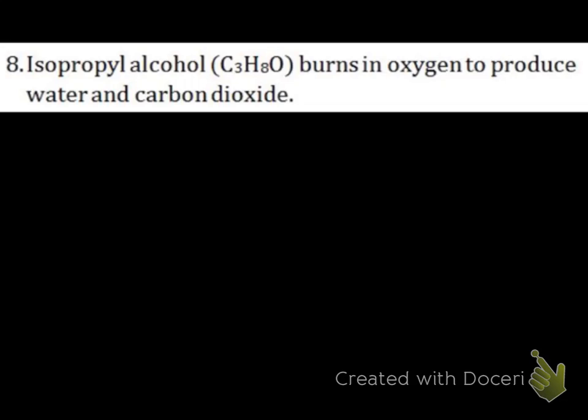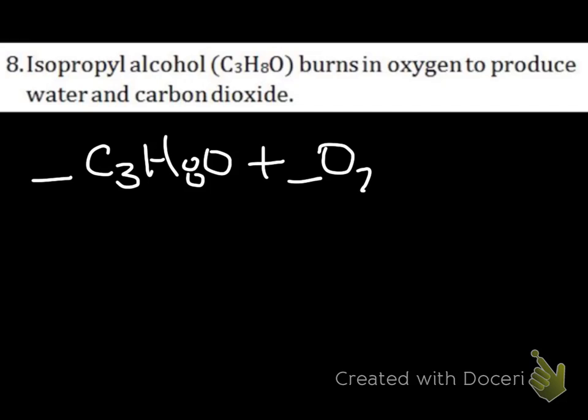The last one, this is where we had the watch glass and the flammable solution. The solution was isopropyl alcohol, so it has that chemical formula C3H8O. In order for isopropyl alcohol to burn, we need oxygen. Remember, oxygen is diatomic, so you have to have two oxygens.